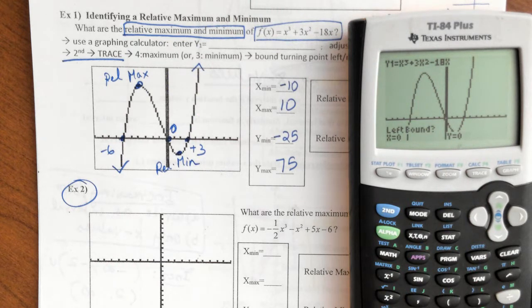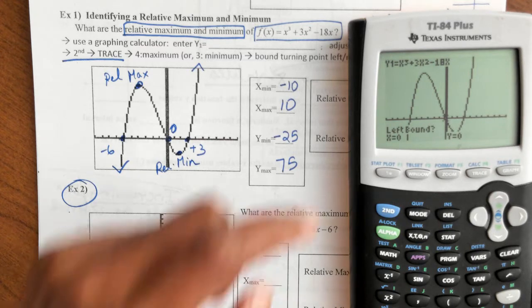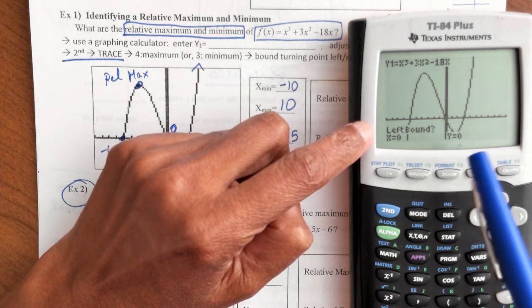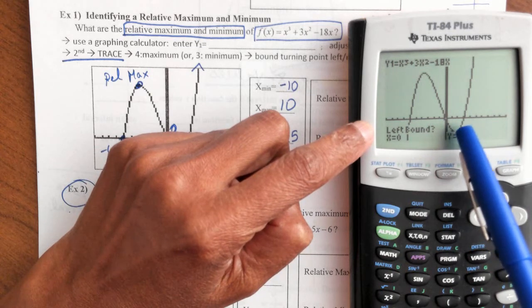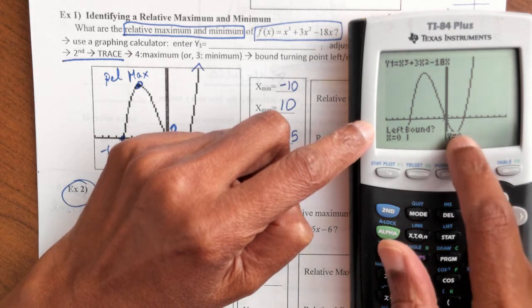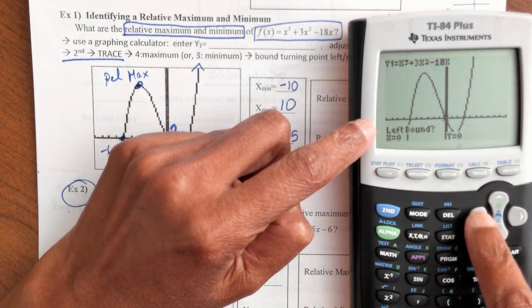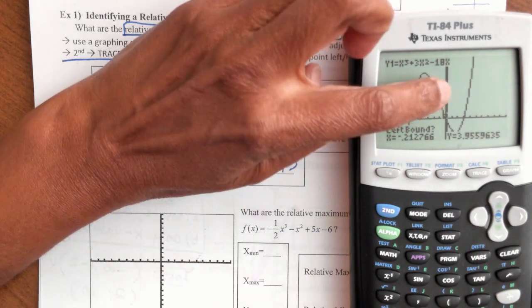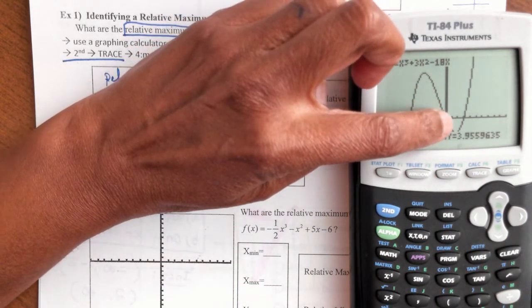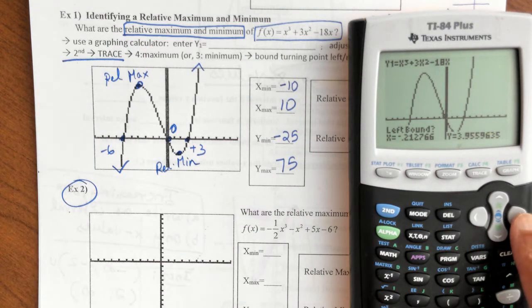So that is why you have to specify the boundary between which you're trying to find the minimum, and the same thing for the maximum. So it says left bound. So you want to create a boundary. You want your cursor to go to the left of this point. It's already actually to the left of this point. If you see the cursor, it's also already to the left. So my cursor is here. But I want to go a little closer, because I want my boundary to be a little smaller.